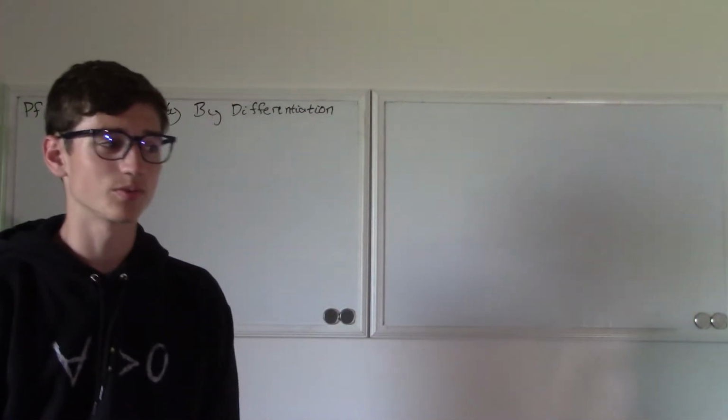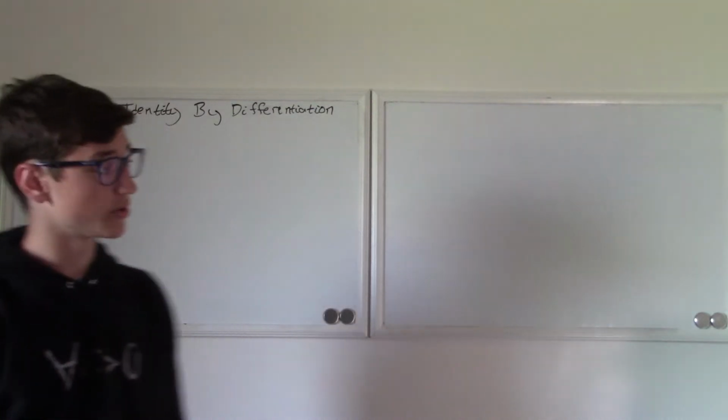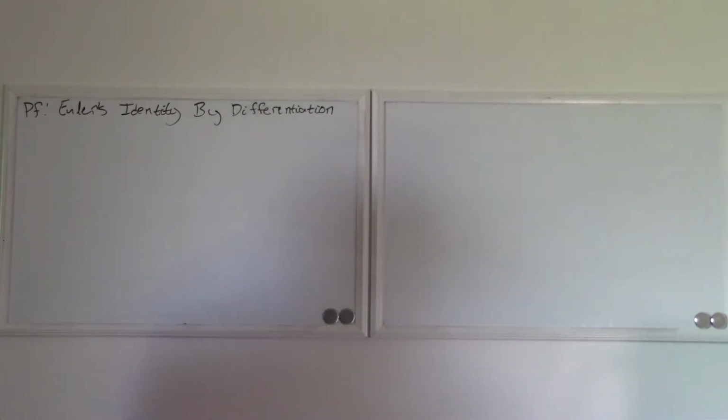This is my submission for 3Blue1Brown's Summer of Math Exposition, and today I'm going to be doing a proof of Euler's identity by differentiation.